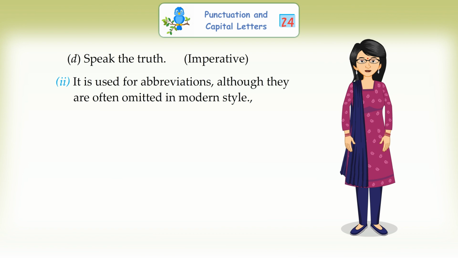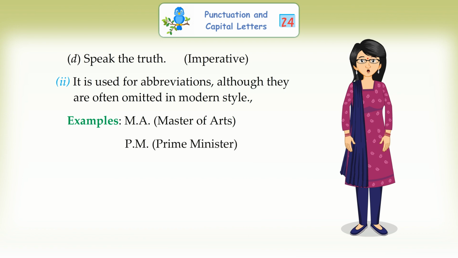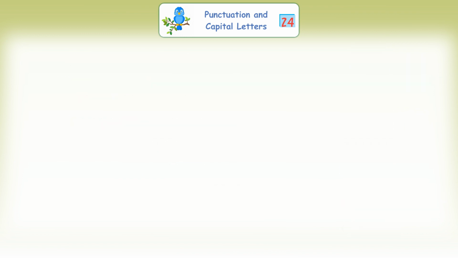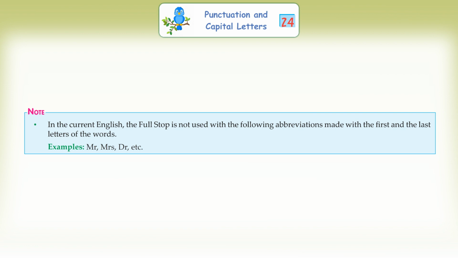It is used for abbreviations, although they are often omitted in modern style. Examples: M.A., Master of Arts; P.M., Prime Minister; C.M., Chief Minister; M.P., Member of Parliament. Note: in current English, the full stop is not used with abbreviations made with the first and the last letter of the words. Example: Mr, Mrs, Dr, etc.